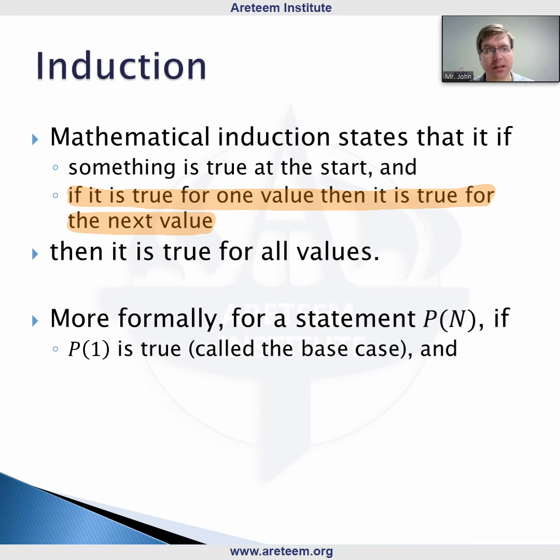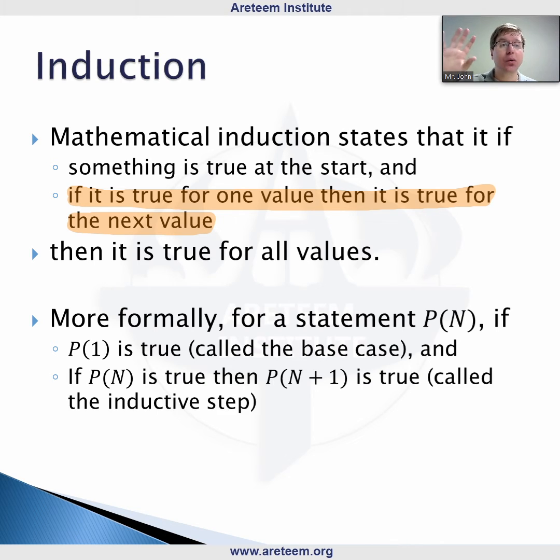If P of 1 is true, so if we're doing this for the positive integers, we have our base case. It's true at the beginning, it's true at the start. And then if you know it's true for one arbitrary value, this isn't saying you prove it for 5, 5 proves 6. This is saying if you know it's true for n, then you prove it for n plus 1. This is called the inductive step there.